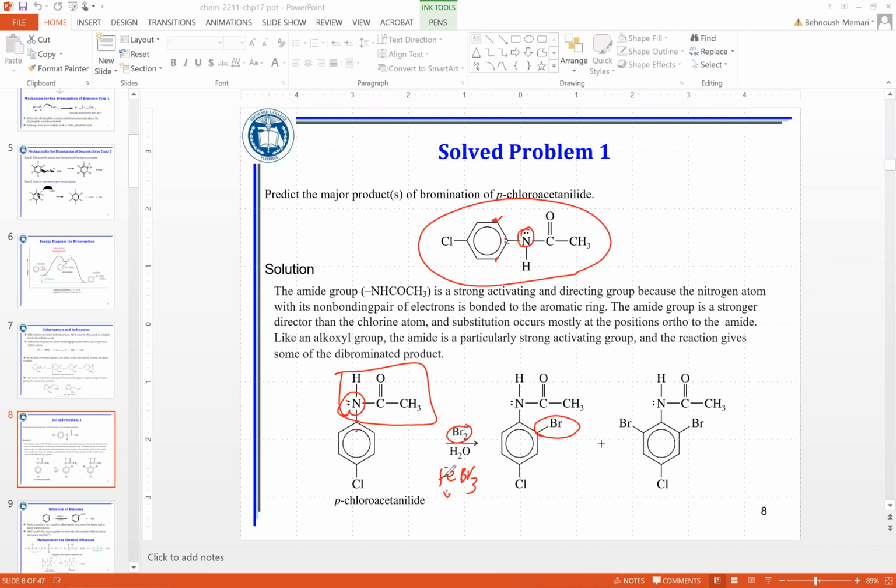But if it was a benzene ring right here, you would say no reaction. If it was a benzene ring, you would say no reaction here. You didn't have any product.